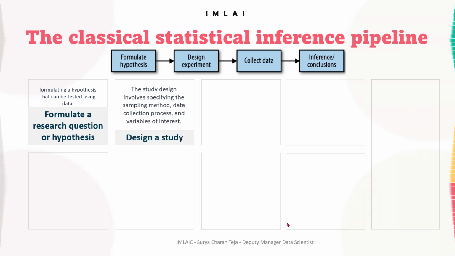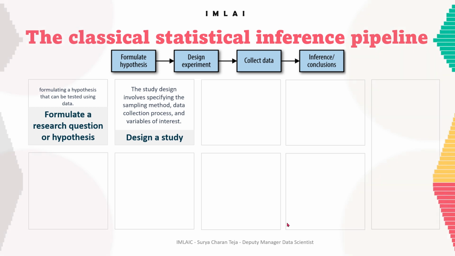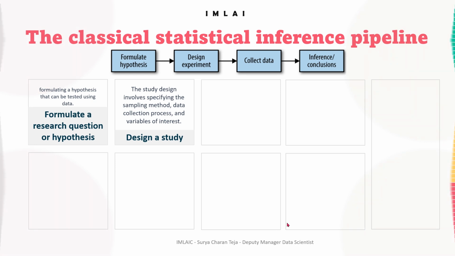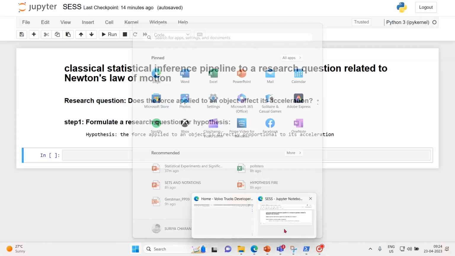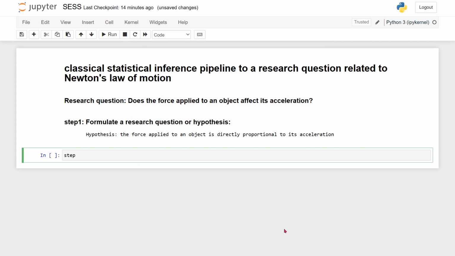Now the second step, design a study. The study design involves specifying the sampling method. Designing a study involves first deciding which sampling method you want to go with, then deciding the data collection process, and the variables of interest and what levels of measurement you want to use. Now let's see what we can do with our Newton's example. Step 2, design a study.